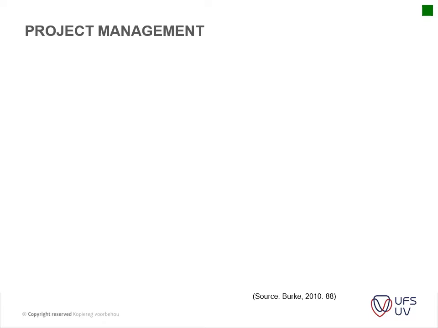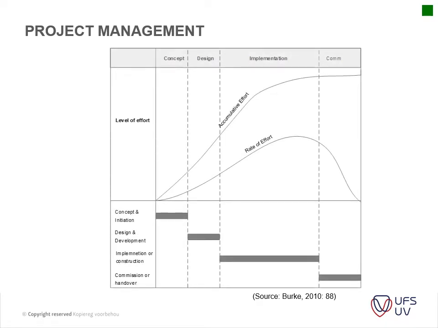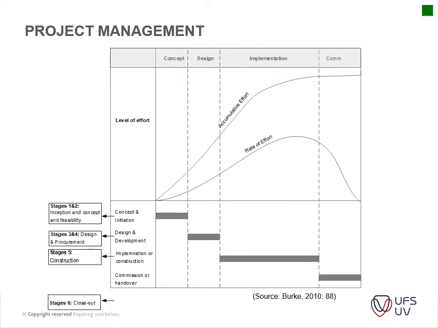So looking at project management, and this is what I showed already. Basically what you need to take away from this slide is that we are governed by the 6 stages of project management, and we've got stages 1 to 6, and we will still elaborate on that. Okay, so we've got the inception, design, development, implementation and construction, and commissioning or handover to the client.